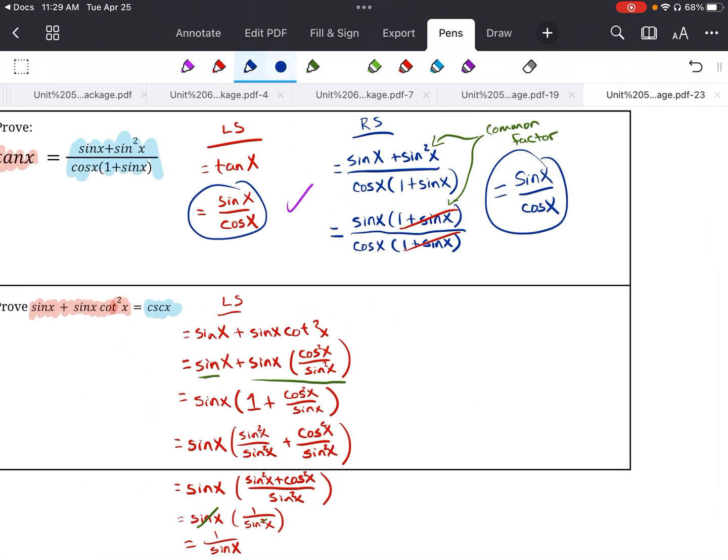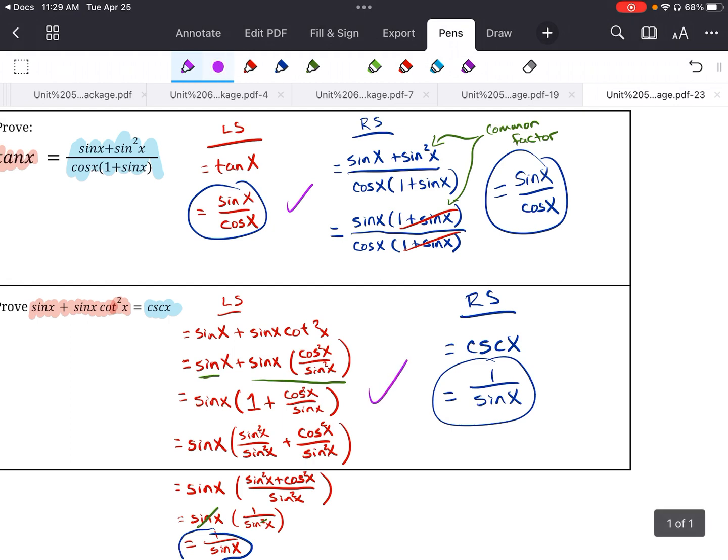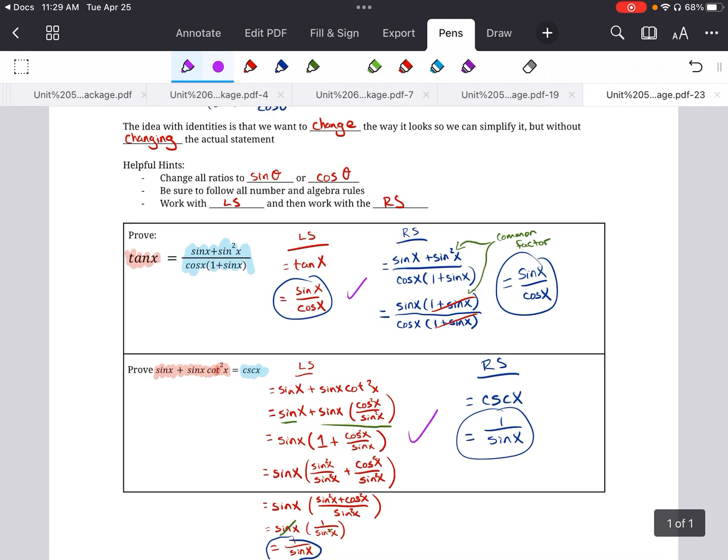Okay, that one was big. The right side, we have cosecant of x, which we know is the reciprocal of sine x. Okay, so these are the same, and it works.